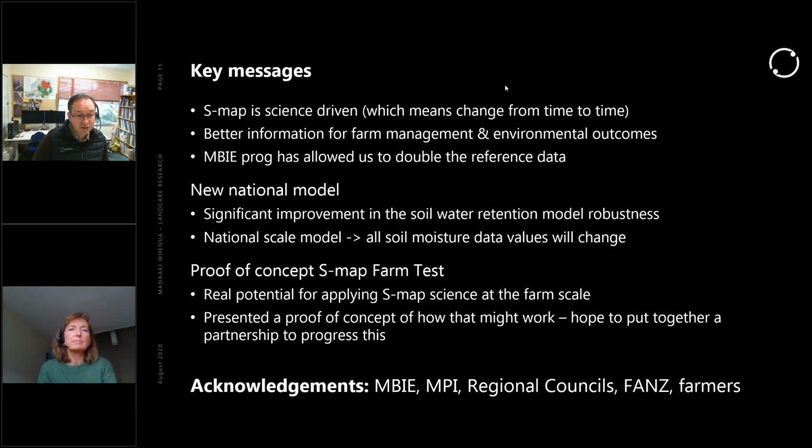We've presented that proof of concept there, and our next stage is we're currently in the process of trying to put together a partnership to progress this to the second stage, so it can actually go out as a functional service to people. All of this really is reliant on a collaborative funding relationship across a whole range of partners.